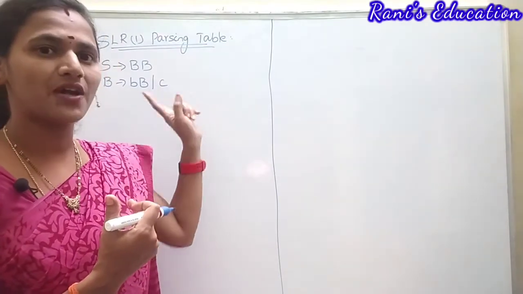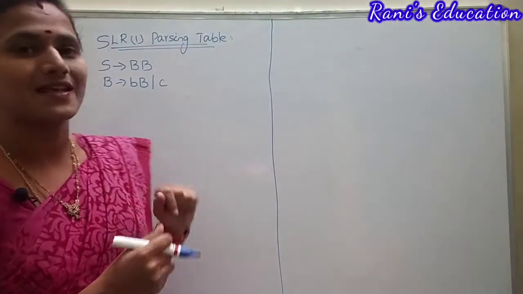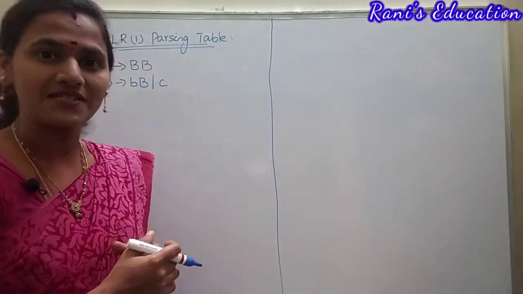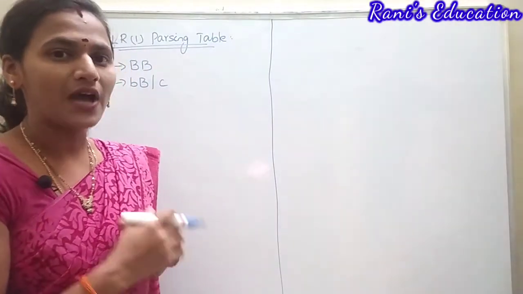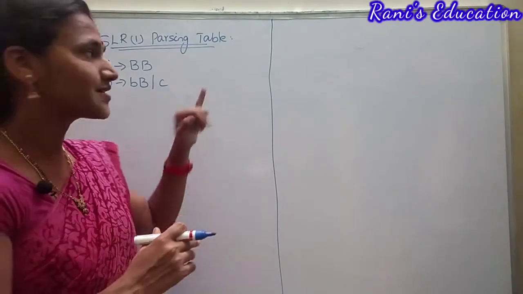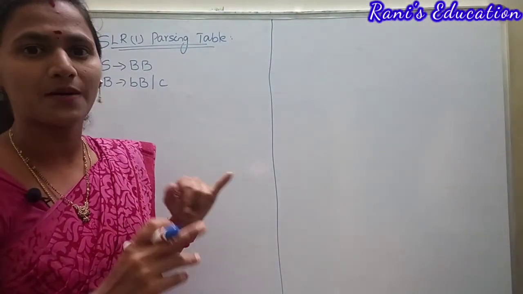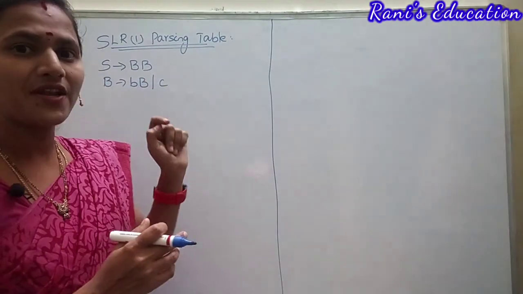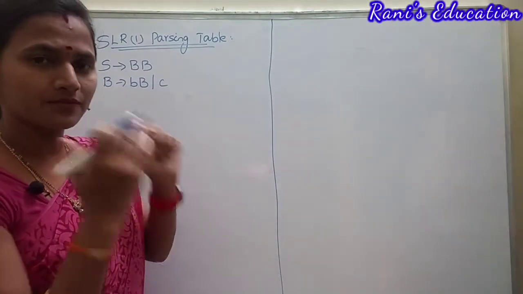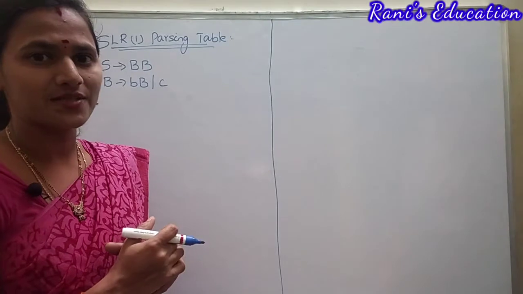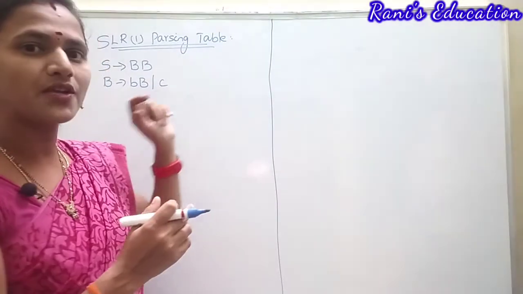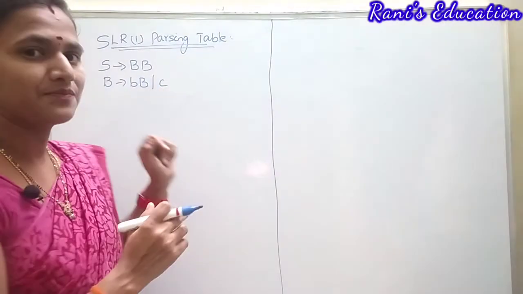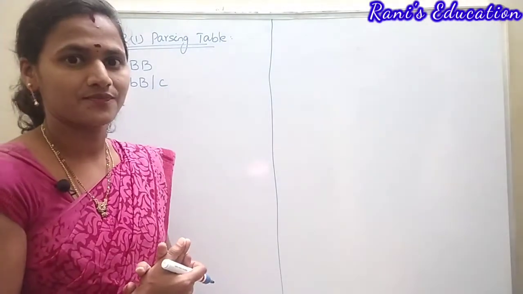In today's session, we are going to see how to construct an SLR(1) parsing table. For the construction of the SLR(1) parsing table, we have 4 steps. First, we need to add an augmented production to the given grammar. Second, we need to compute LR(0) item sets. Third, we need to construct the SLR parsing table. Last step, check the string acceptance.